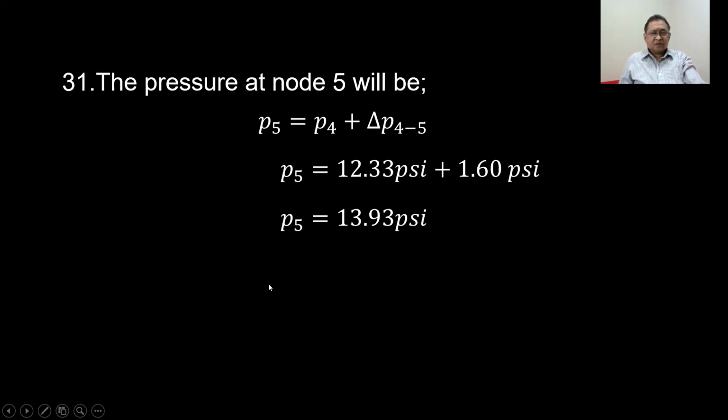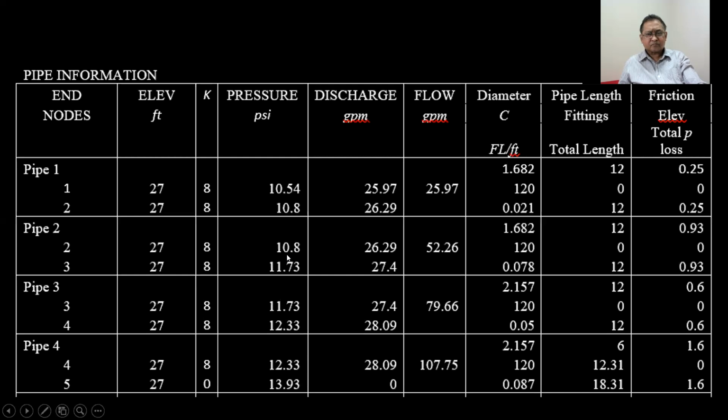So again, we can solve for pressure at node number 5 by adding that pressure drop of 1.6 to the pressure at node number 4. So 1.6 plus 12.33, the pressure at node number 5 will be 13.93 psi. So we tabulate the results here as shown, so that you will have an idea.